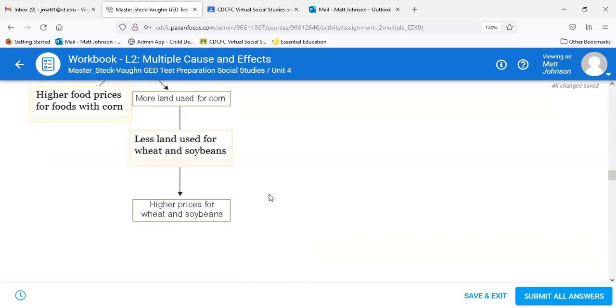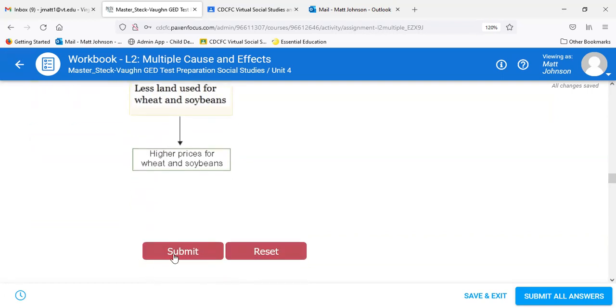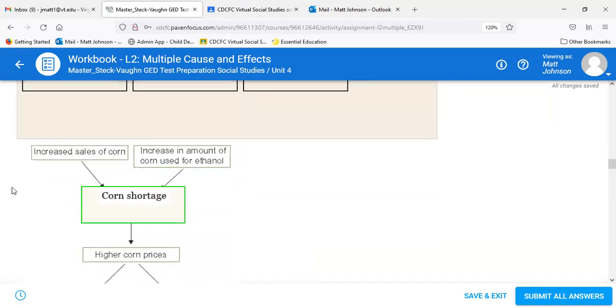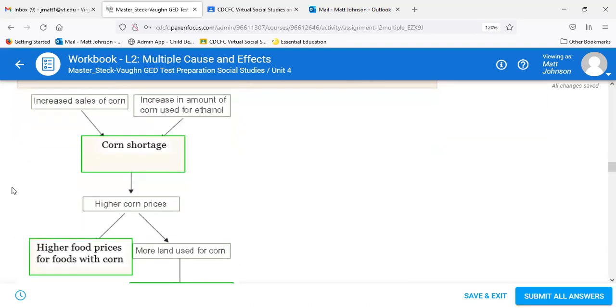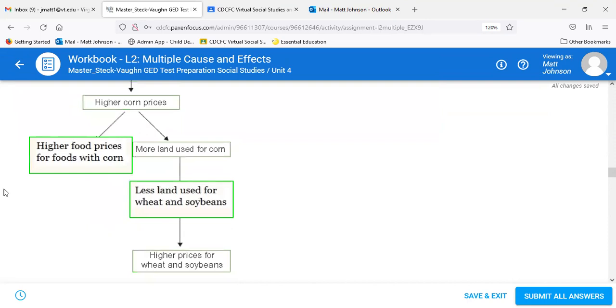So that's this multiple cause and effect, right? Everything's connected, especially when you're talking about an individual sector of the economy. One thing is going to affect another. So just to review there, right? Increased sale of corn due to, for one reason, the increased amount of corn used for ethanol. That leads to a corn shortage. That leads to the demand going up and the price going up. So higher price of corn, higher food prices for the consumer then because the demand of corn went up. And then you need more land used for corn, less land used for other products.